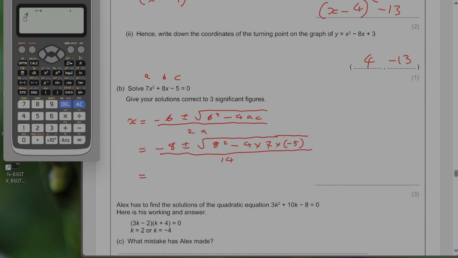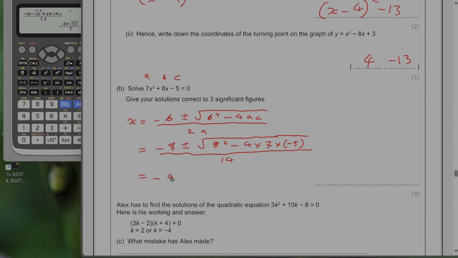So minus 8. I'm going to go for my negative value first of all. The square root of 8 squared minus, actually I'm going to do it as plus, save the awkwardness of putting the second negative in. 4 times 7 times 5, all divided by 14. So that gives us my first value. So I'll write minus 4 plus or minus the square root of 51 over 7.